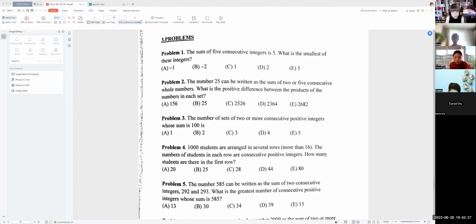Okay, so number 3. Let's take a look at number 3. Problem 3. The number of sets of 2 or more consecutive positive integers whose sum is 100 is. 那我们就要找什么？100有多少个 odd factors, right? 100 has how many odd factors?